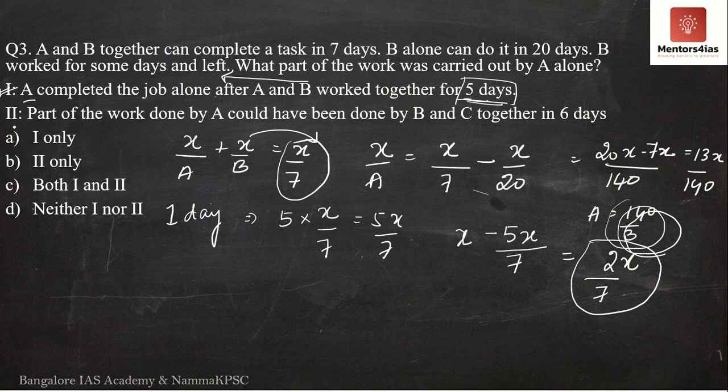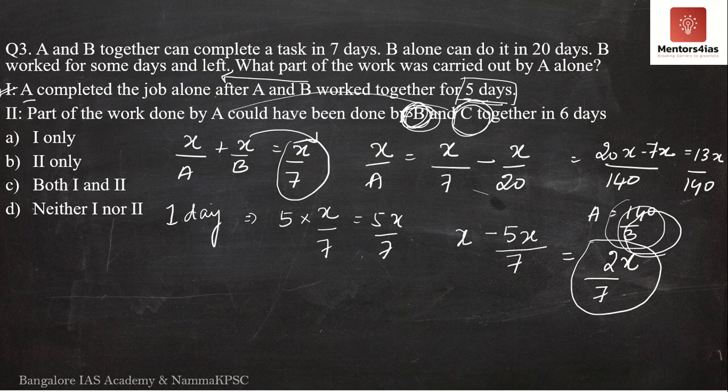So the second statement says part of the work which is done by A could have been done by B and C together in 6 days. Now this obviously does not give us any clue because we really have no idea about C. However, we can find out the number of days taken by C to complete the entire work, but that does not give us any information about when did B leave.